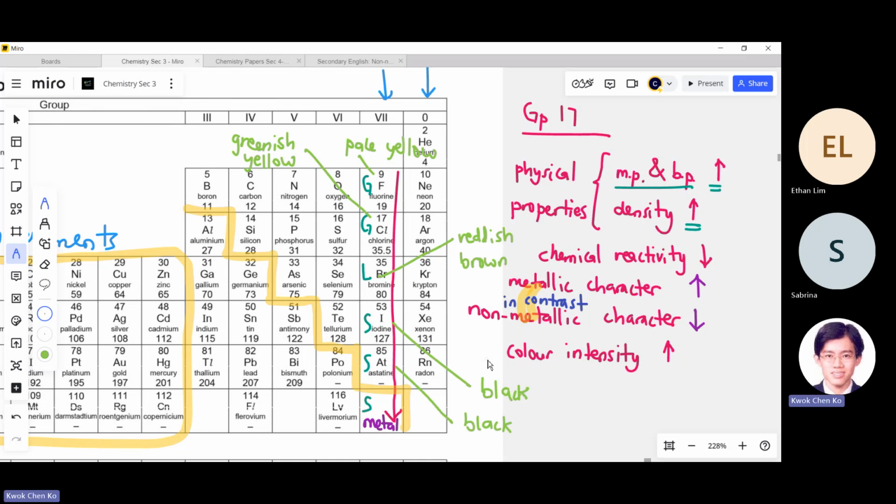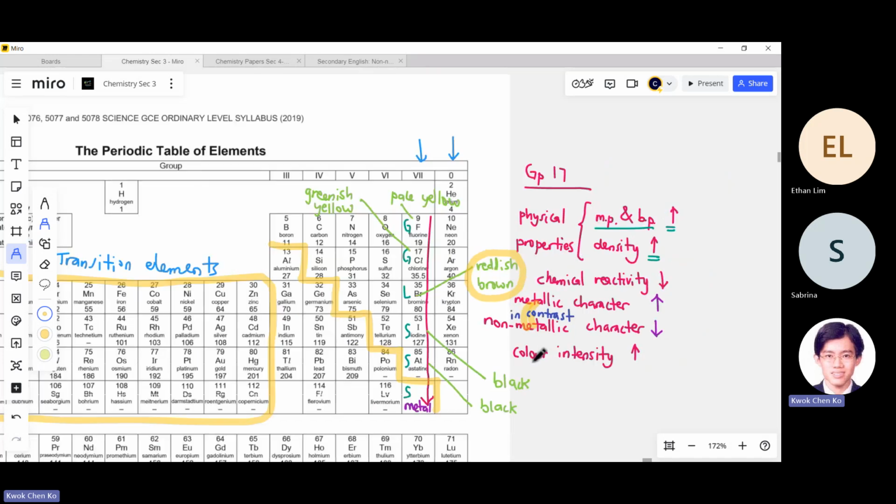So if you can remember the colors, but like I say, among them, the most important one to remember is bromine, because you see this guy again. If you forget the rest, okay, so be it. Hopefully they don't come out. Okay, so yeah, that is group 17.